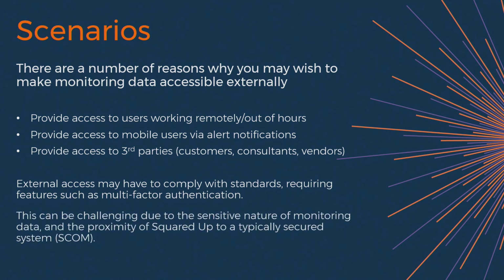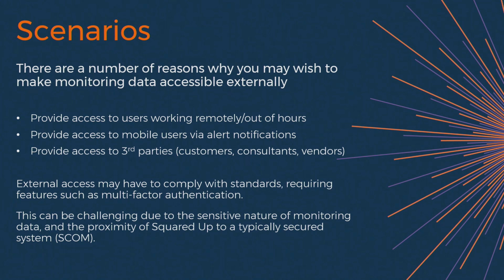Now, when you go ahead and do this, the other thing is that external access might now mean you have to comply with internal or regulatory standards. So for example, we have a customer where the second they publish something externally, they have to have two-factor on it. They just have to. So Squared Up doesn't support two-factor out of the box. So you've got to make that work somehow if you're going to publish this externally. And this can also be quite tricky due to the sensitive nature of monitoring data. This has got FQDNs and other sensitive things in there.